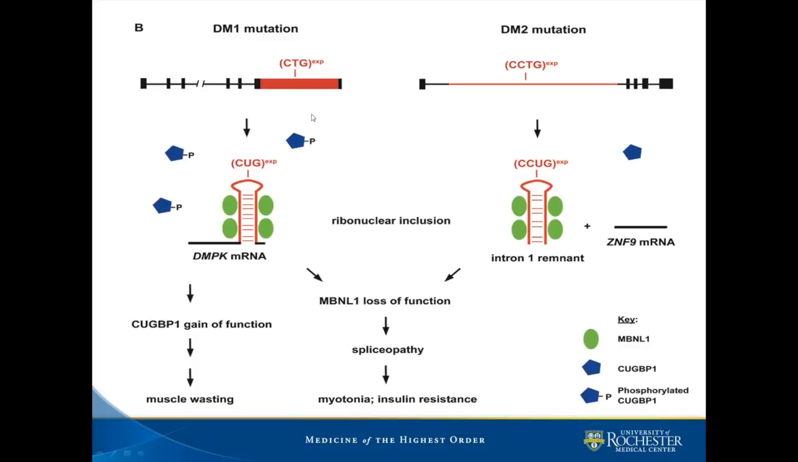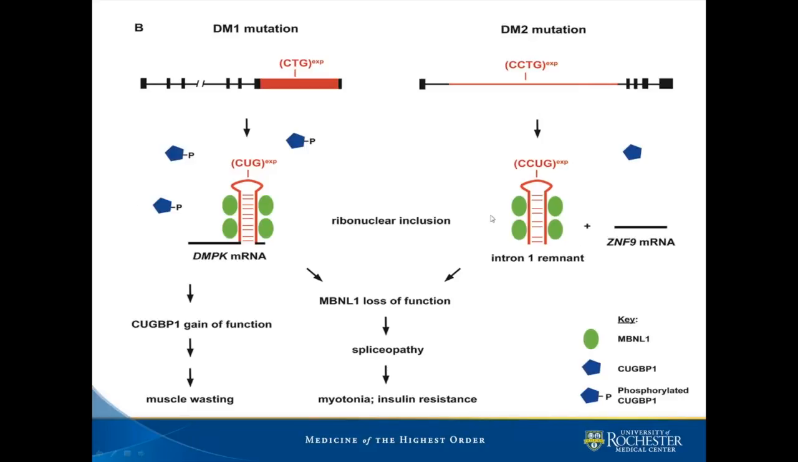Now, one of the other sequelae and side effects of this mutation in myotonic dystrophy type 1, if you remember I mentioned before, this little blue symbol is CUGBP1. But I mentioned that if it's phosphorylated and has a little p, that it can do mischief. And one of the problems is it can impact negatively on the manufacturing of muscle.